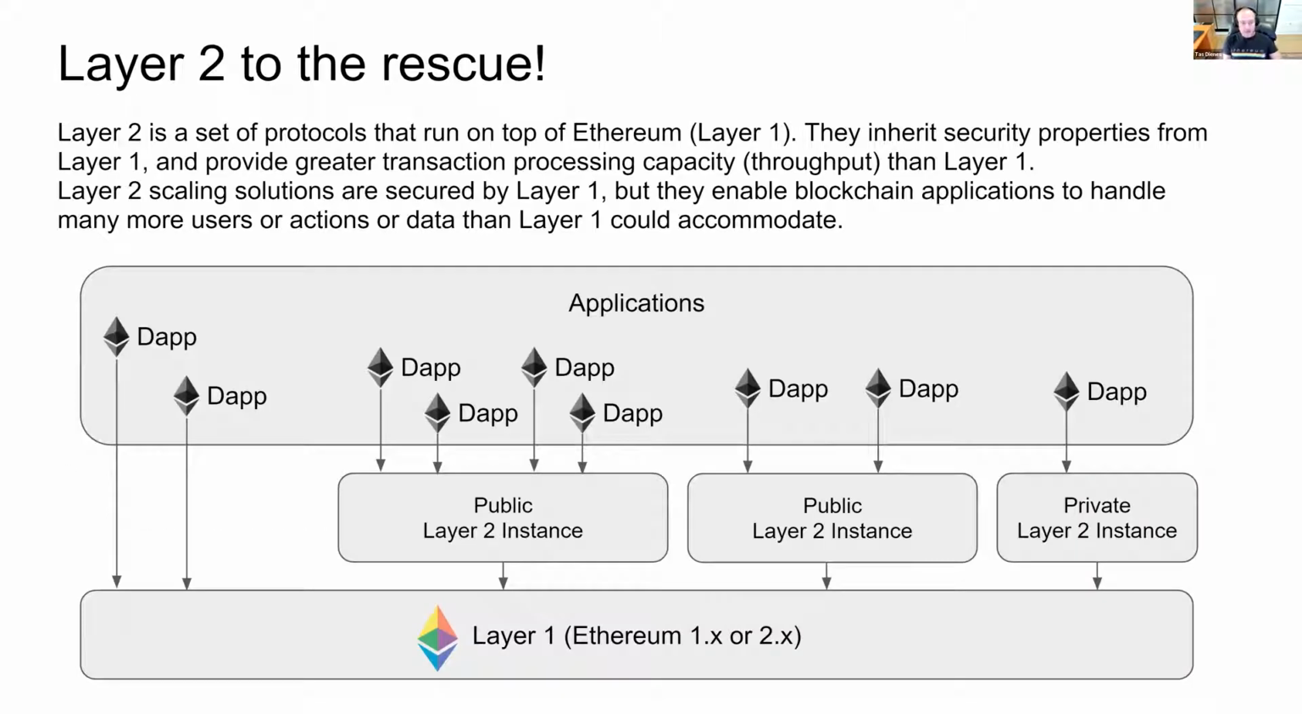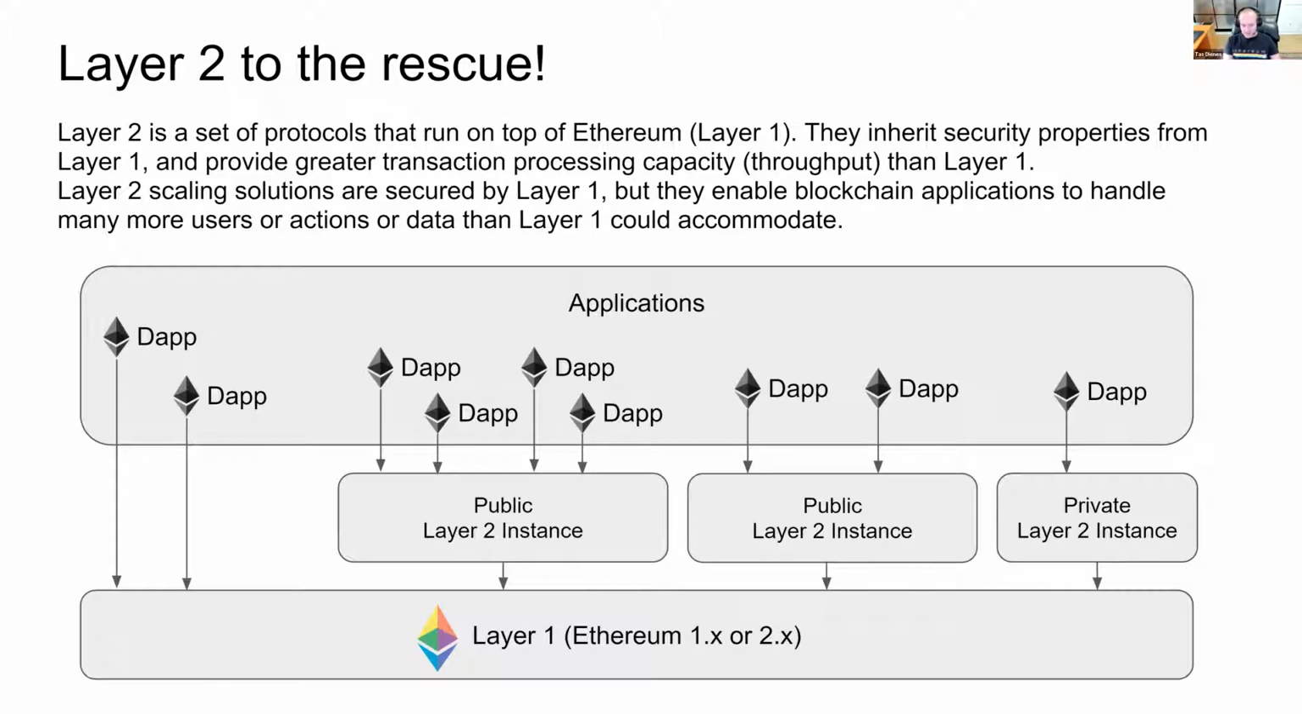So how do we do that? Layer 2 is part of the solution at least. Layer 2 is a set of protocols that run on top of Ethereum, which is Layer 1. The protocols inherit security properties from Layer 1 and provide greater transaction processing capacity, or throughput, than Layer 1 can provide. So Layer 2 scaling solutions are secured by Layer 1, but they enable blockchain applications to handle many more users or actions or data than Layer 1 could accommodate by itself.